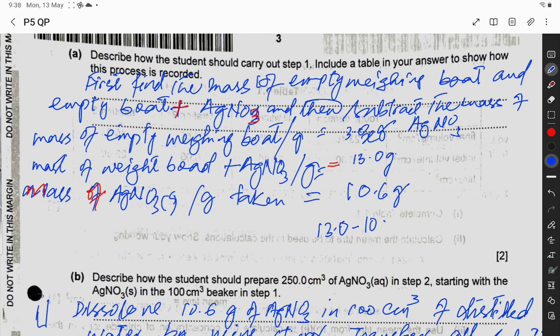So the total mass is 13.6. So subtract 3.0 from 13.6. So in this way we get the mass of silver nitrate, that is exactly equal to 10.6 gram.